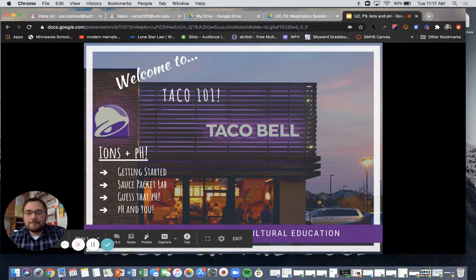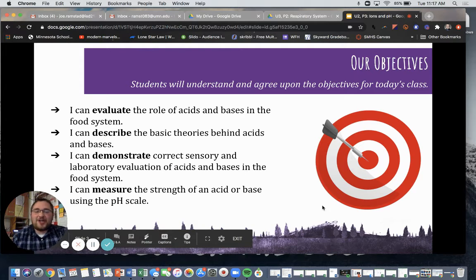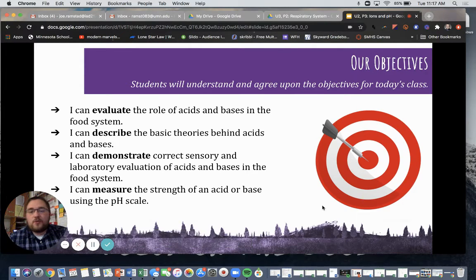It's going to be a good time. All right, our learning targets. I can evaluate the role of acids and bases in the food system. I can describe the basic theories behind acids and bases. I can demonstrate correct sensory and lab evaluation of acids and bases in the food system. I can measure the strength of an acid or base using the pH scale.